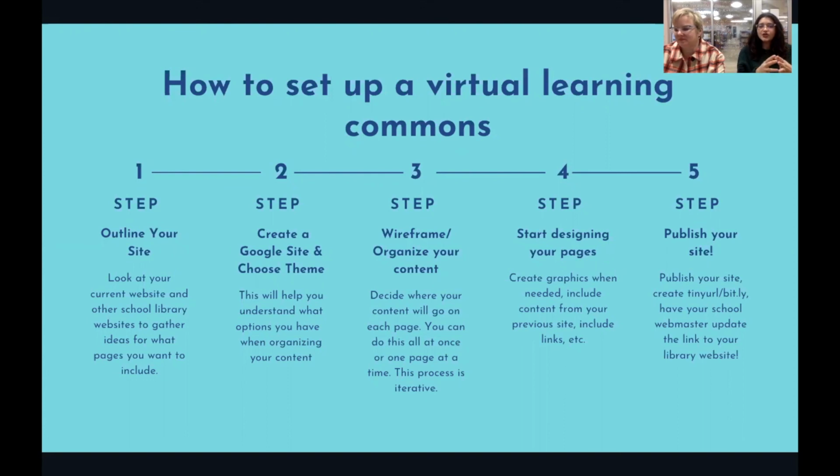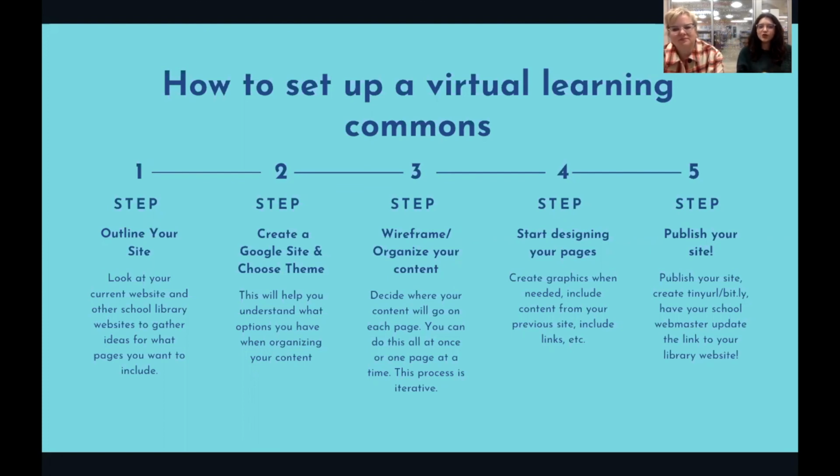Create a Google site and choose a theme. They have different themes that are all cohesive. They're all fairly simple, which I think is actually a good thing for Google because we want it to look nice, and they make it easy for us to do that. It helps you understand what options you have when organizing your content. Maybe in some of the examples you saw, our menu is all up on the top, but we saw some examples where the menus are on the side. That's an example of how those themes can be different, even though all of the websites do look sort of similar. The third step is wireframing or organizing your content.